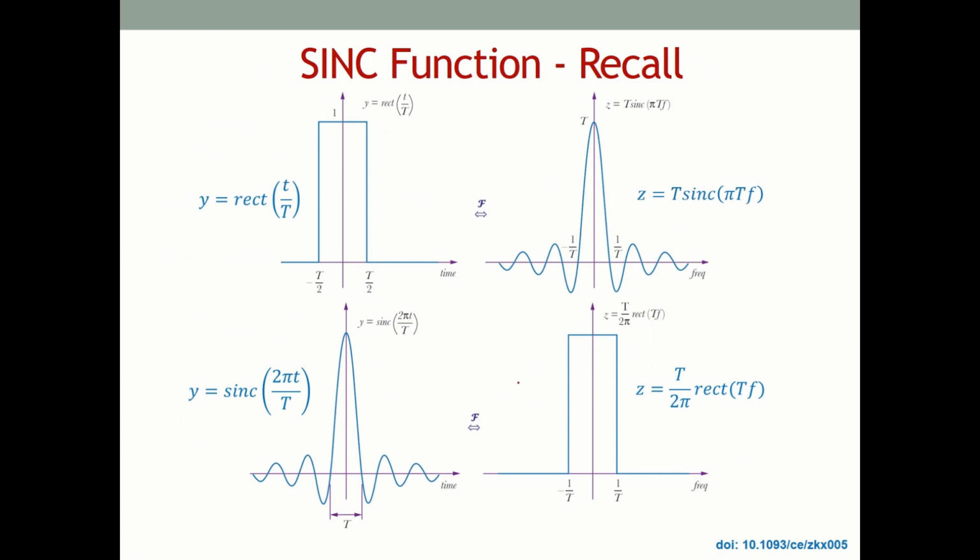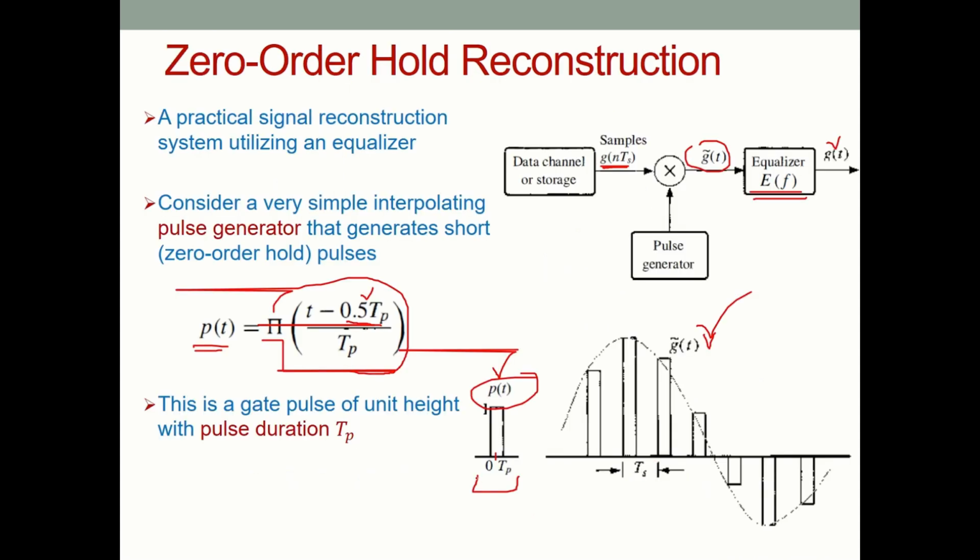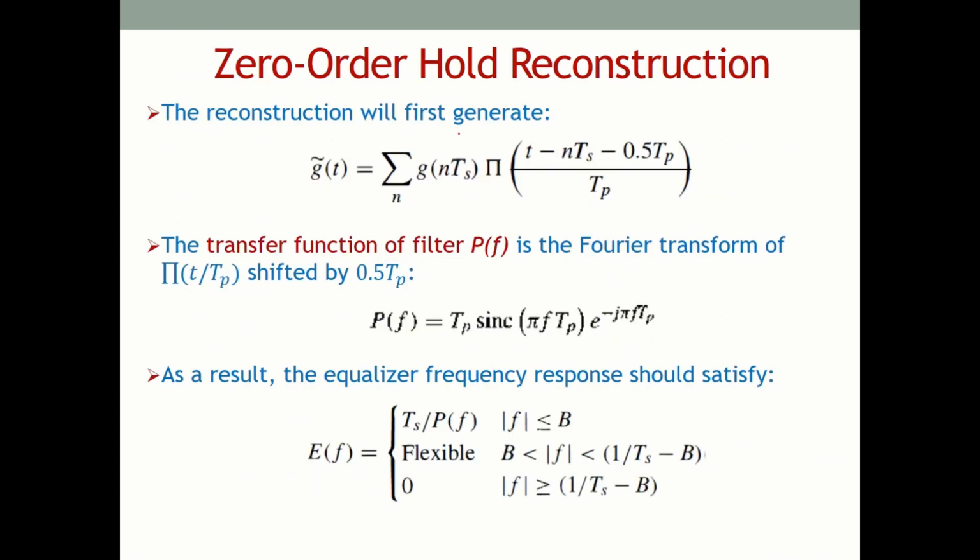So again, we review these plots, where the Fourier transform of a rectangle gives us a sinc and the Fourier transform of a sinc gives us a rectangle. Why do we need this? Because as you can see, we have a rectangle here as the pulse p(t). Its Fourier transform would be a sinc. So the reconstruction will first generate this, which is the g'(t). Let's first write the equation for the sampled signal. So the sampled signal is equal to this.